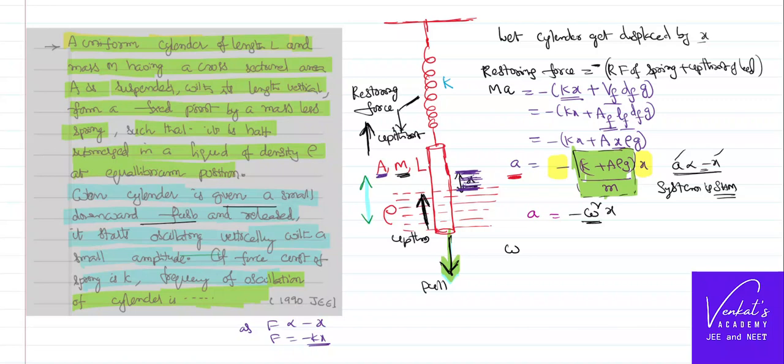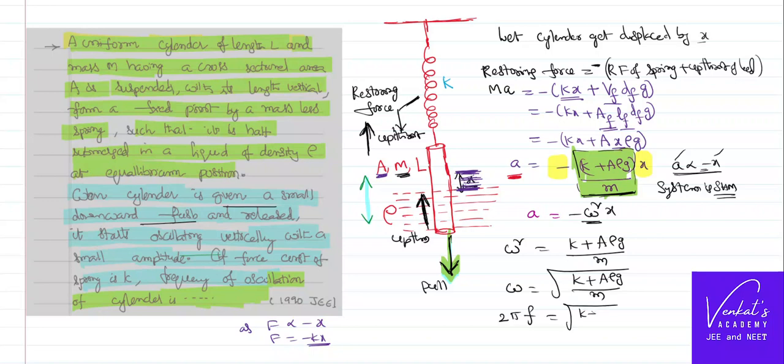So how much is omega squared? Whatever constant you have found, omega squared equals k plus A rho g by m. So omega is the square root of k plus A rho g by m. We know omega equals 2 pi by T, or 2 pi into 1 by T, which is nothing but the frequency. As you want the frequency of oscillation, it can be written as 1 by 2 pi times the square root of k plus A rho g by m.